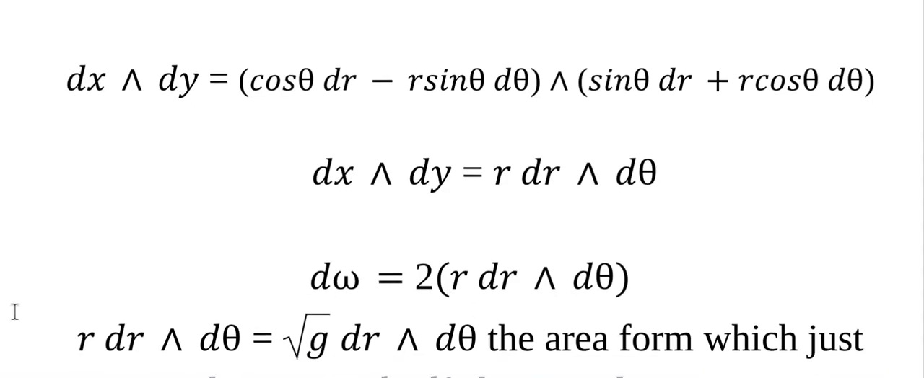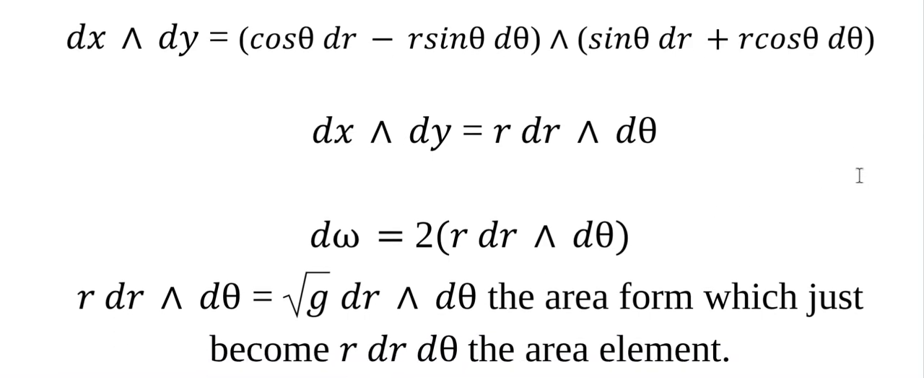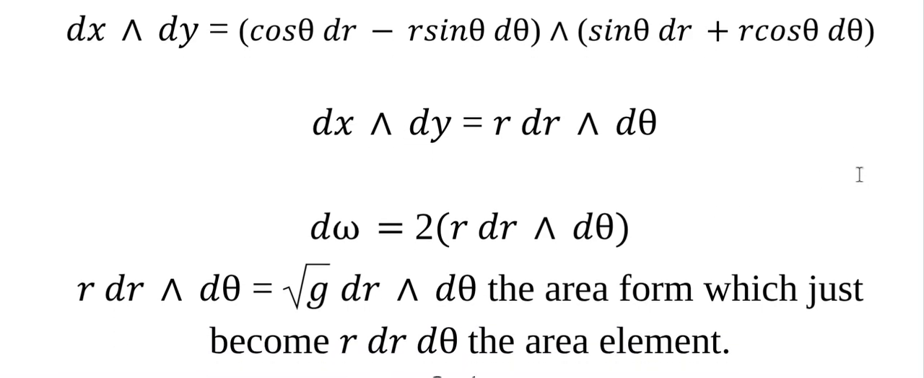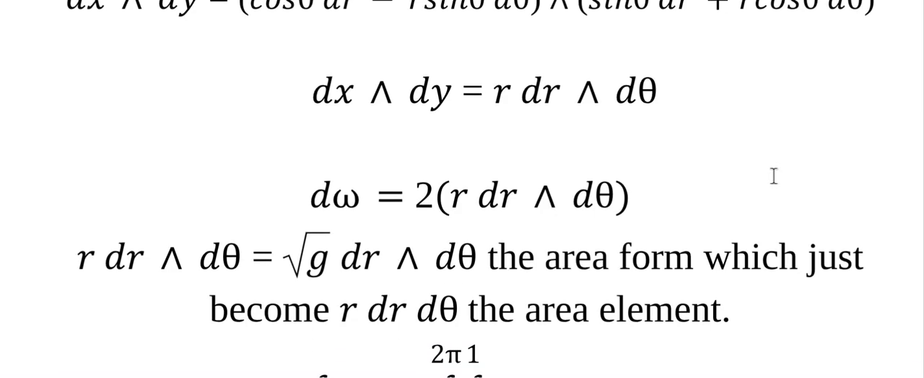Now remember this, r dr wedge d theta is actually the square root of the determinant of the metric tensor in the coordinates dr wedge d theta, which is the area form. So since the r is already there, because the square root of the determinant of the metric tensor in polar coordinates is r, this just becomes our area element, as we would in tensor calculus, okay?